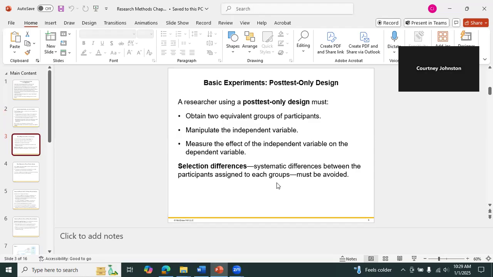Now, there's also selection differences, and this is where there are systematic differences between the participants assigned to each group. This has to be avoided, in that, if we are conducting an experiment and we would put just males in one group, females in another group, those would be major selection differences that are going to affect the outcome of the experiment, and we need to avoid that. And thus, that's why randomization comes into play. But with a post-test only design, what that means is that you're going to recruit your participants, conduct the experiment, and then determine the results or collect the data.